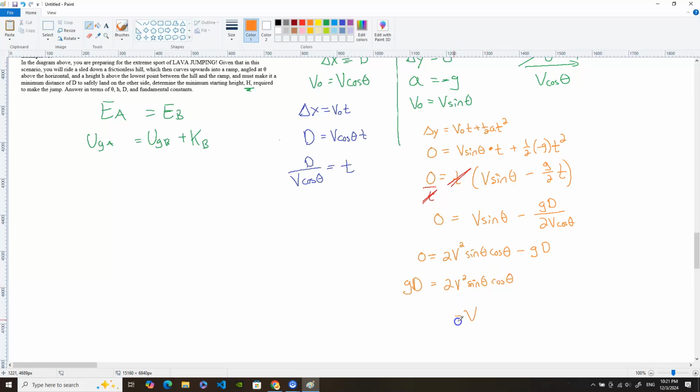So v squared is g times d over 2 sine theta cosine theta. And that's perfectly allowed. Theta is a defined variable, so I can use it. Sine and cosine, those are trig functions. Those are just mathematical operators, so no issues there.